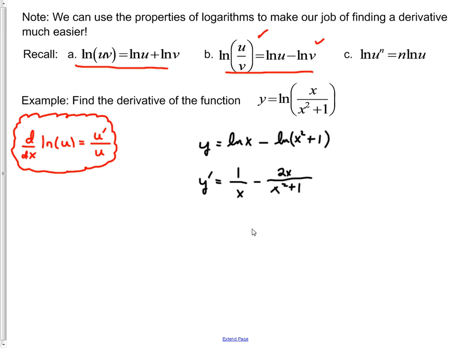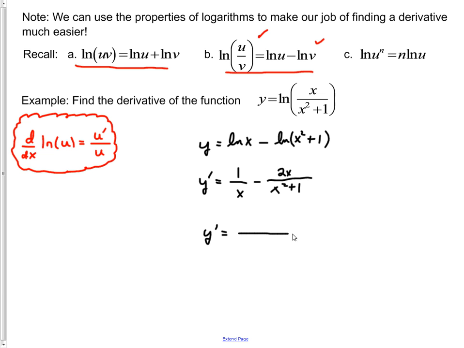Now, for the most part, if we're just interested in getting a quick down and dirty derivative, that's it. If we wanted to, we could combine these two fractions together to make it into a single term. That would require a little bit more algebra. Remember, that would mean we'd have to get a common denominator.